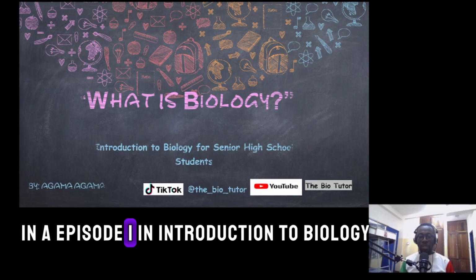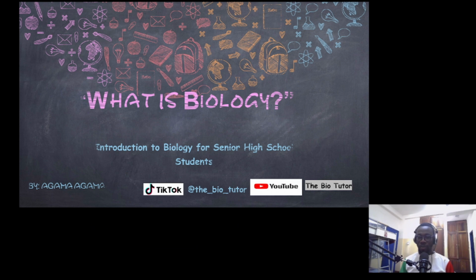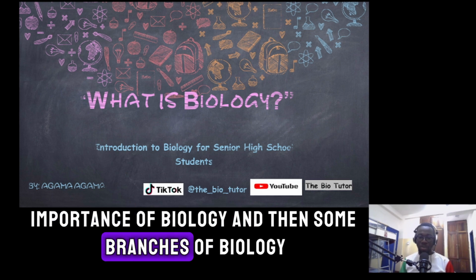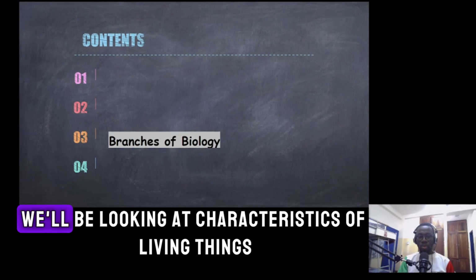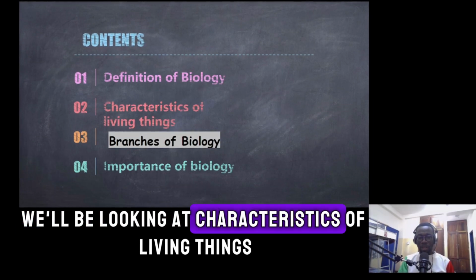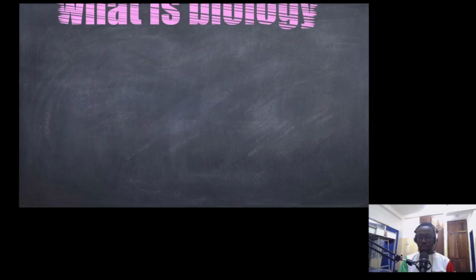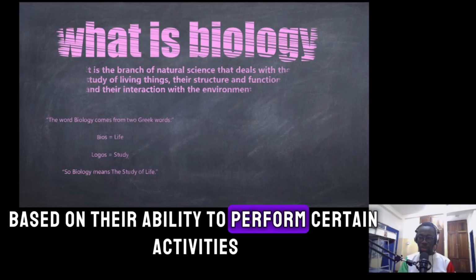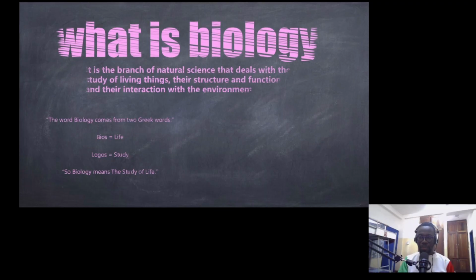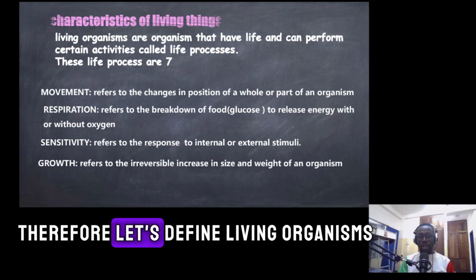In episode 1 in Introduction to Biology, we learned about what biology is, the importance of biology, and some branches of biology. Today, we'll be looking at characteristics of living things. Living organisms are described based on their ability to perform certain activities. Therefore, let's define living organisms.